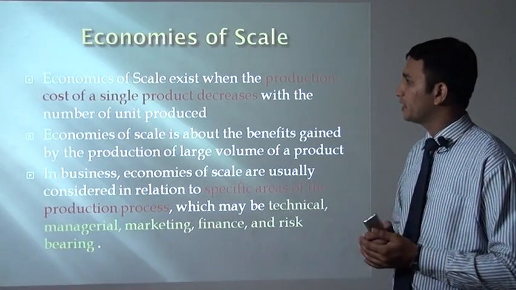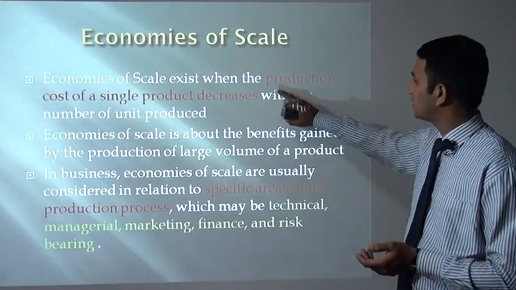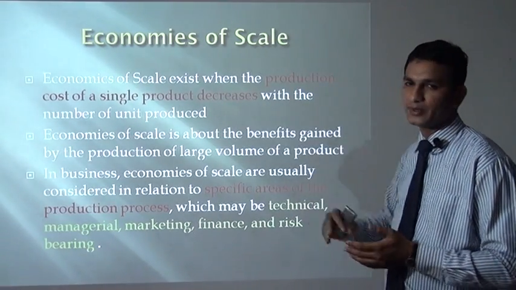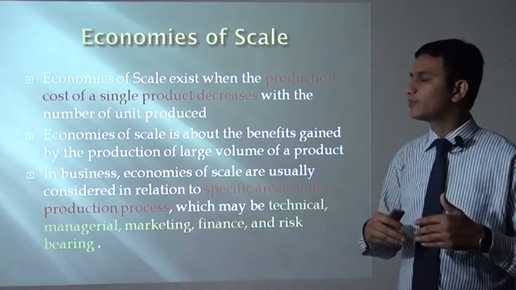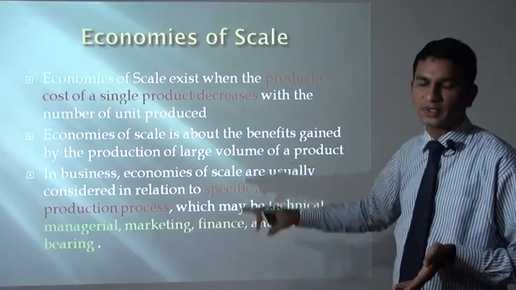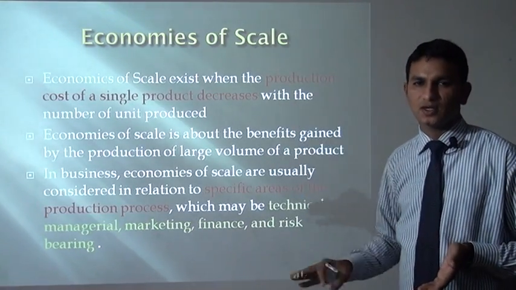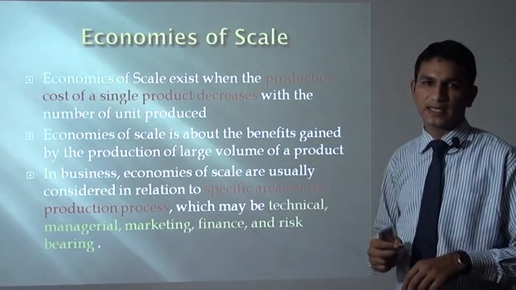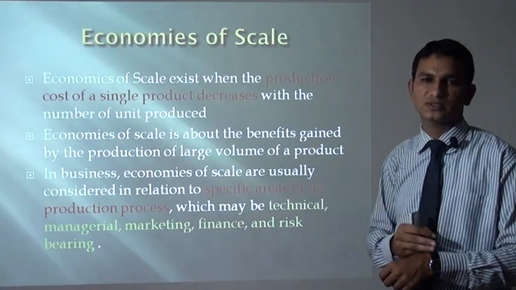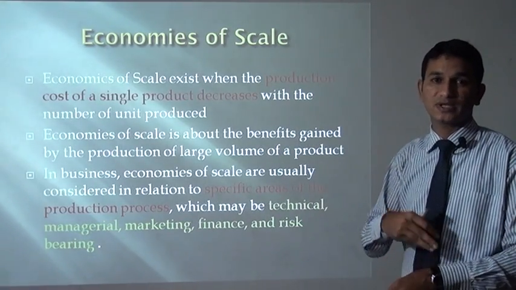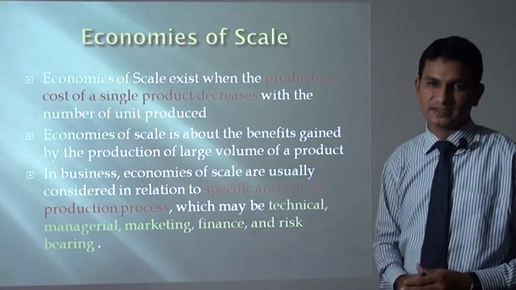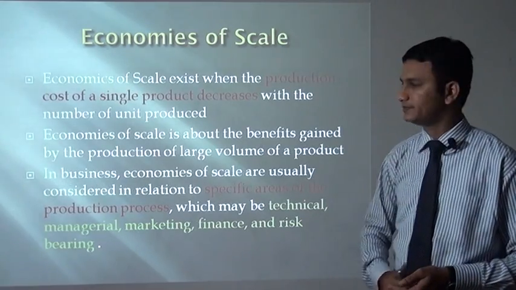Economies of scale. Economies of scale exist when the production cost of a single product decreases with the number of units produced. It means when we are producing a number of units, or in large bulk, the cost of the particular unit will decrease. For example, if I am producing 1 unit of this watch, it will cost me 100 rupees, but if I am producing 100 units of this watch, the cost will decrease. That is called economies of scale.